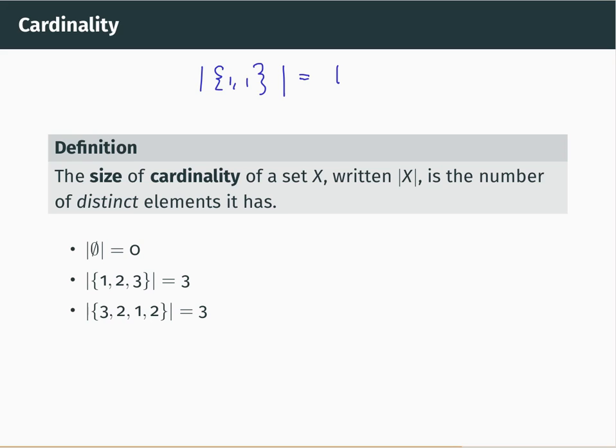So here are some more examples of the size of sets. The size of the empty set is 0. It has no elements at all. The size of the set 1, 2, 3 is 3. There are 3 different elements, 1, 2, and 3. And finally, the set of 3, 2, 1, 2. Again, this is a little bit of a trick question because the number of distinct elements is 3 because the number 2 is appearing twice there. So let's just emphasize this. Distinct elements. That's important.